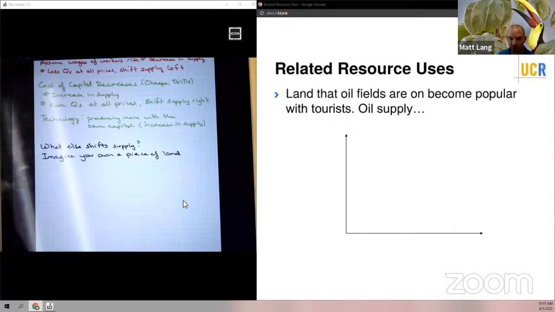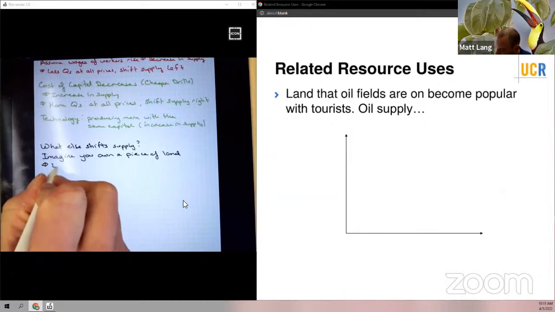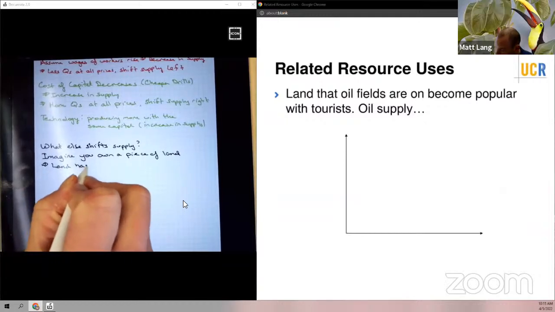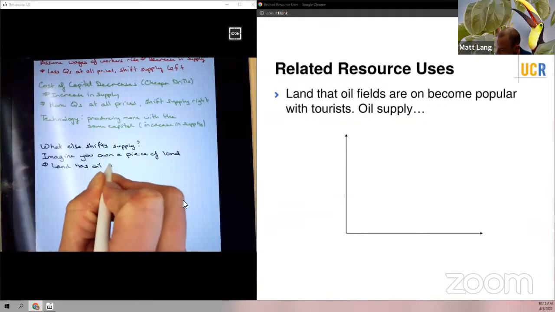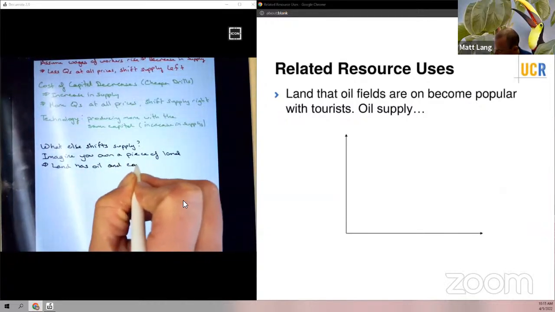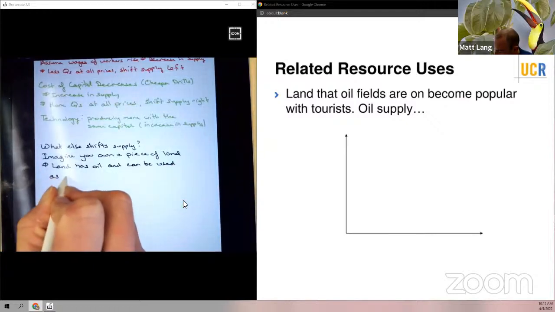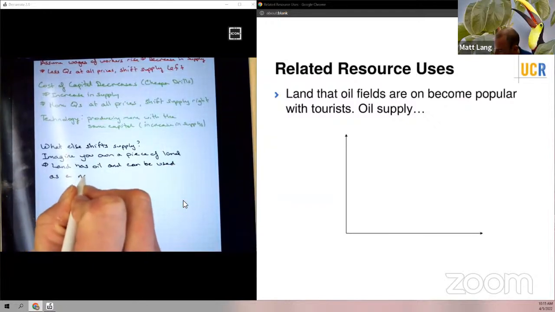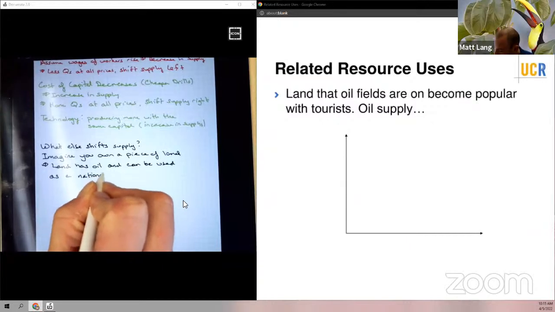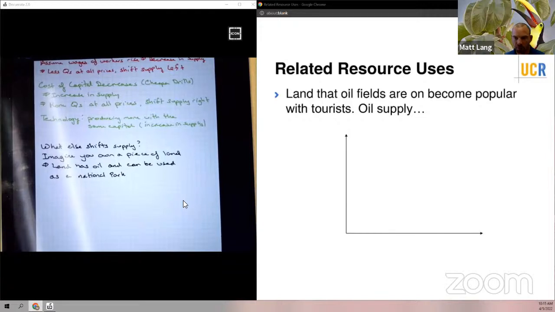So this land has oil, right? The land has oil and can be used as, we'll say, a national park. So the land's got oil. You can drill for oil, but you can also use it as a national park.